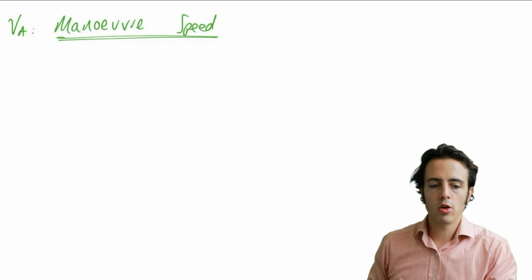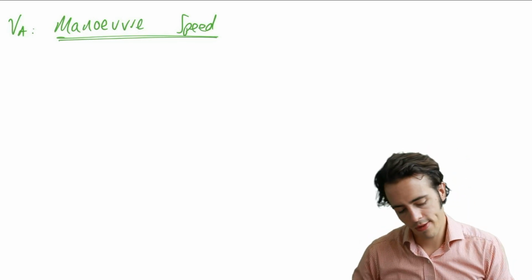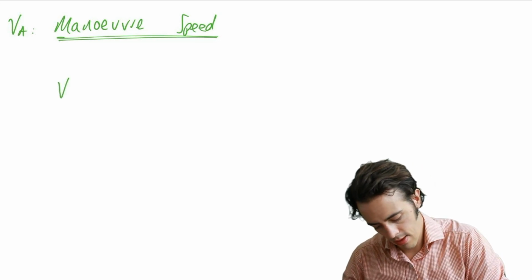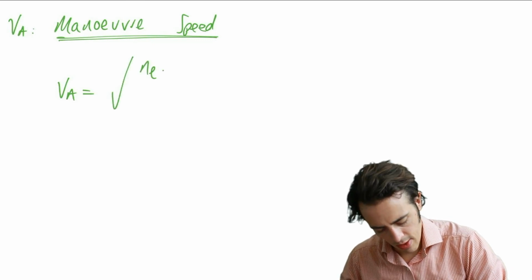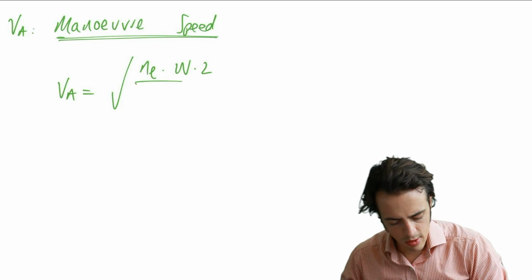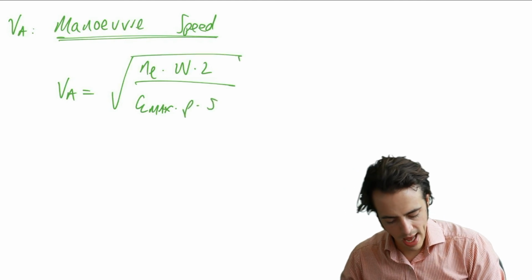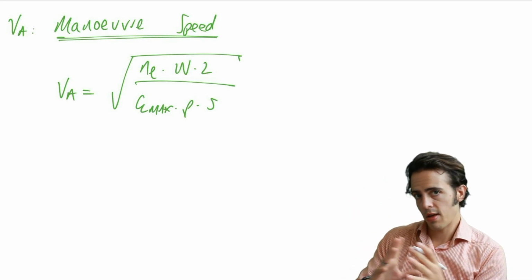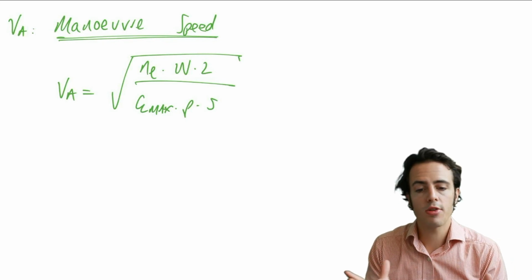So we can define the manoeuvre speed in terms of the limit load and the CL max of our aircraft. So this is going to be a single speed. VA is equal to the square root of the limit load multiplied by the weight multiplied by 2 divided by CL max multiplied by the density multiplied by S. Okay, so if we're looking at this in terms of equivalent airspeed, then the density is going to be sea level. If we're looking at it in terms of true airspeed, then the density will be at whatever altitude we're looking at.